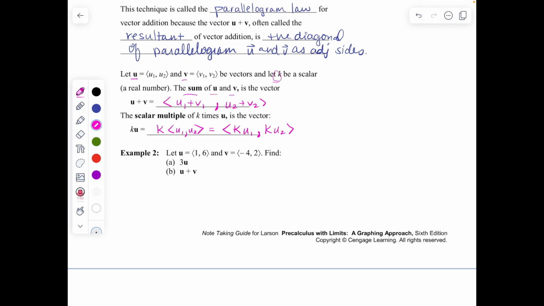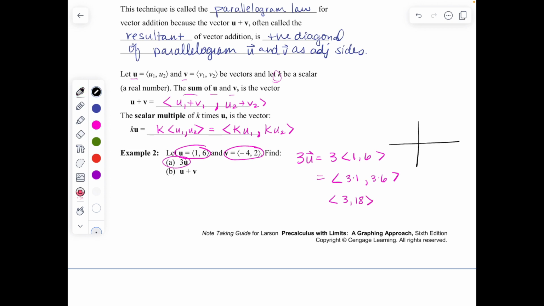That's your vector form. So for example, if vector u was 1, comma 6 and vector v is negative 4, comma 2 in component form, if I was going to find 3u, 3 times vector u, which is 1, comma 6, that would be in component form 3 times 1, comma 3 times 6, which is just 3, comma 18. In vector form, remember, everything in vector form starts at 0, 0. We would go over 3 and up 18. So that would be that scalar 3u. It's in the same direction as just u.